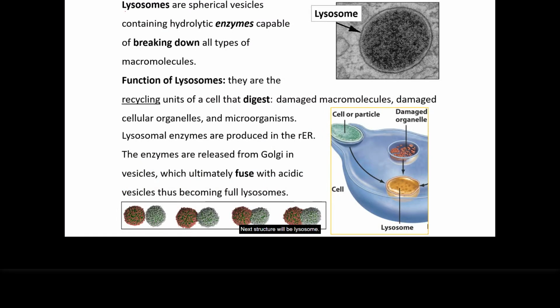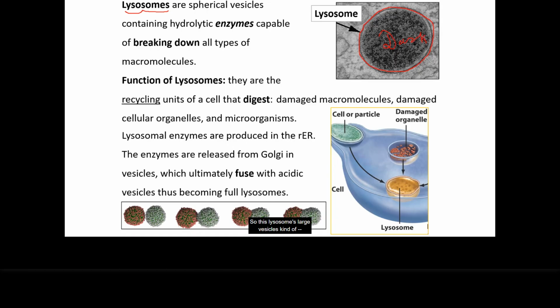Next structure will be lysosome. So lysosome is pretty much similar in structure to vesicles, only it's usually shown on the diagrams as a different structure. They look very large compared to the vesicles, and they're very dark looking, like in here. They're very dark. So this is special.